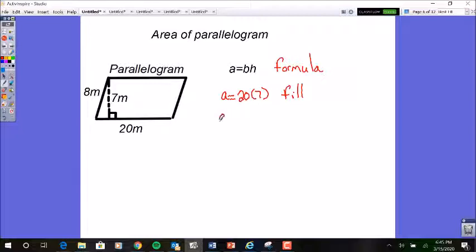So I'm going to multiply those two together, and that would give me 140 meters squared. So just a reminder, anytime that you're doing area, it's always going to be units squared.